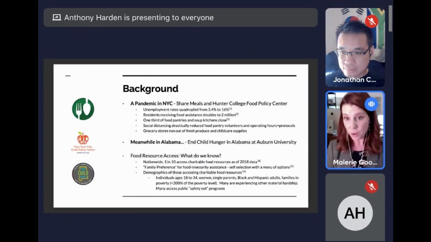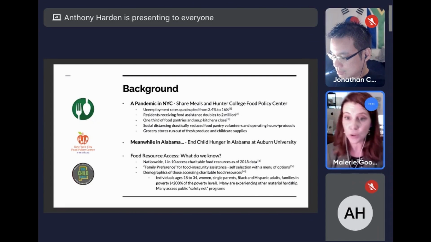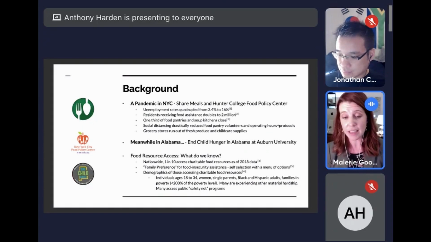But we do know that when they're in crisis, they will self-select resources for themselves. And so when given a menu of options, we know that people in crisis will look for ways to meet their food insecurity needs. The demographics of individuals who access charitable food resources include individuals who are 18 to 34, women, single parents, Black and Hispanic adults, families in poverty.